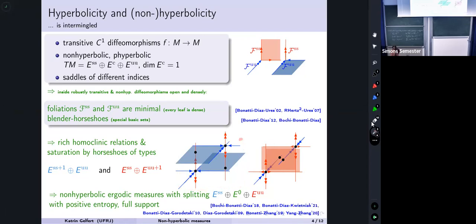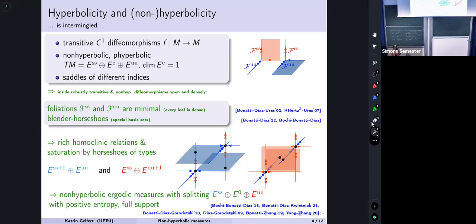And there are plenty of horseshoes. In fact, there is a saturation of horseshoes of either type of hyperbolicity. And when I say either type, it depends on the type of hyperbolicity in the central direction. So you find horseshoes of this type and horseshoes of that type given by these homoclinic relations. I'm not very precise. In most of the examples we consider, they are dense. However, there are also non-hyperbolic ergodic measures.